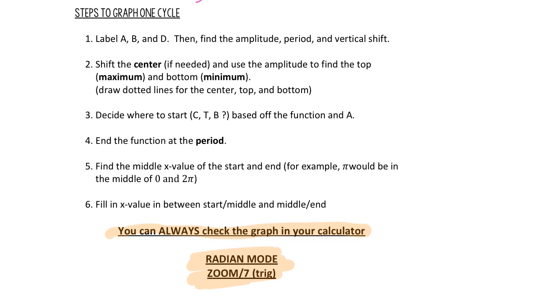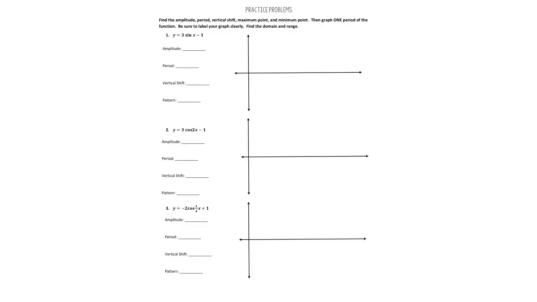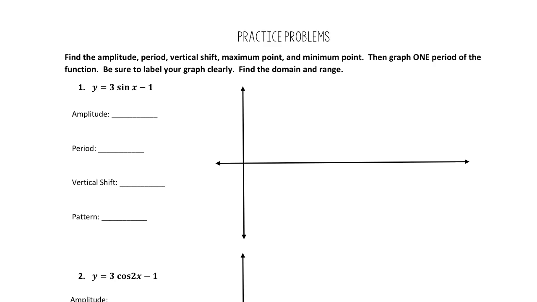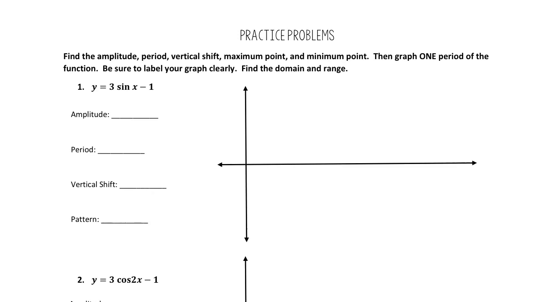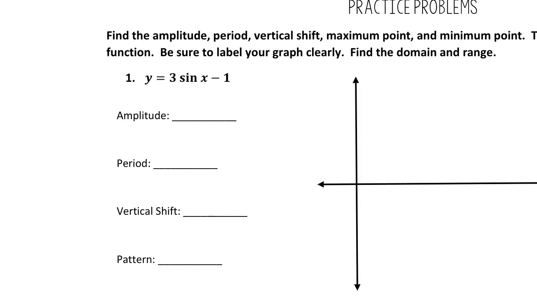Let's go ahead and try some on the back. All right, let's take a look at this first function. Before we even start graphing on the x or y axis, we are going to figure out all these vocabulary words. We're first going to figure out the amplitude. Remember, the amplitude is the coefficient in front of sine or cosine. So in this case, our amplitude is 3.